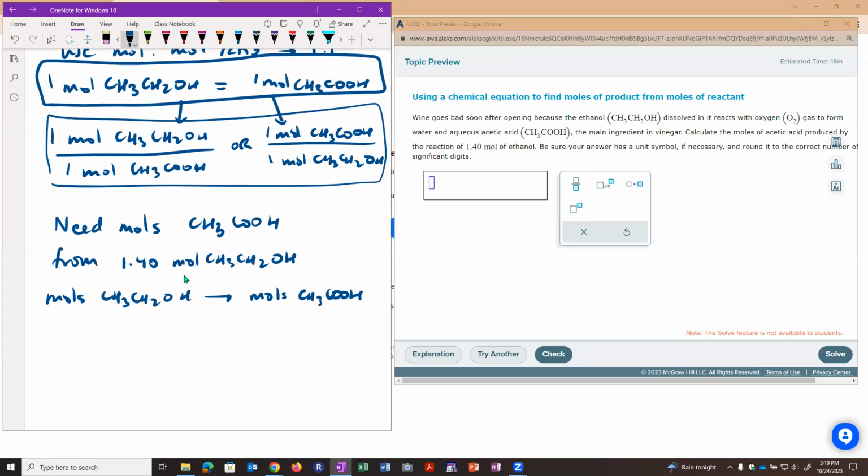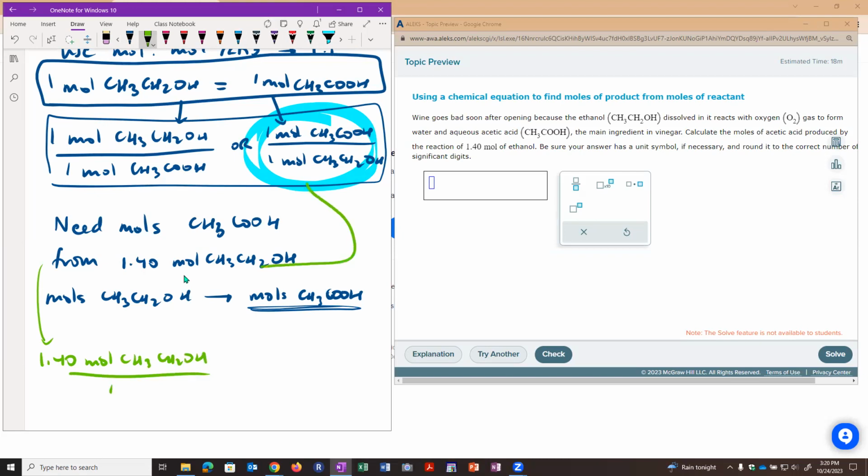Since I want to end up with moles of acetic acid, I'm going to choose a conversion factor that has acetic acid on top. That's the one on the right. And I'm going to set that up. So I'm going to start with what's given, my 1.40 moles of CH3CH2OH, put that over 1, and then take that conversion factor and stick it right here, keeping track of the units. So 1 mole of the acetic acid goes on top.